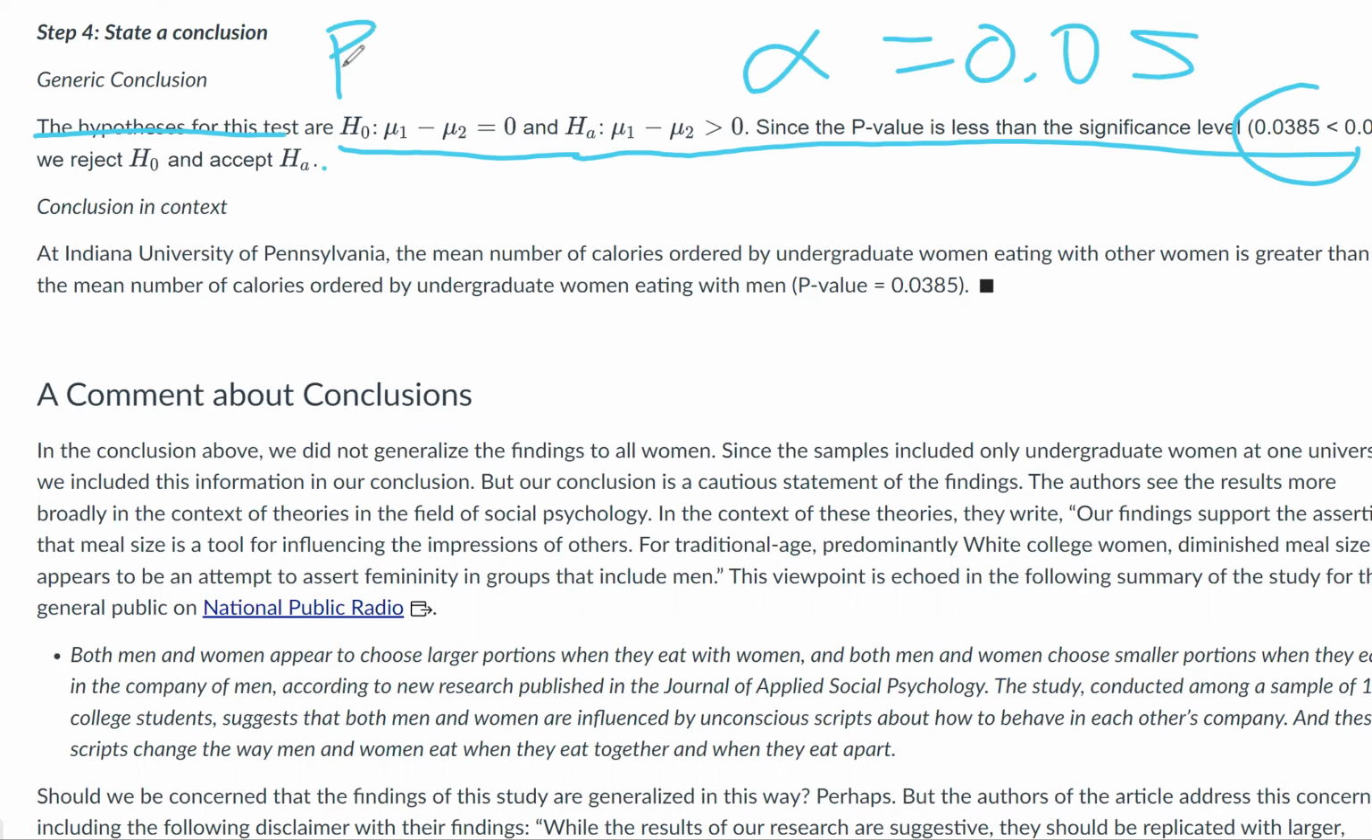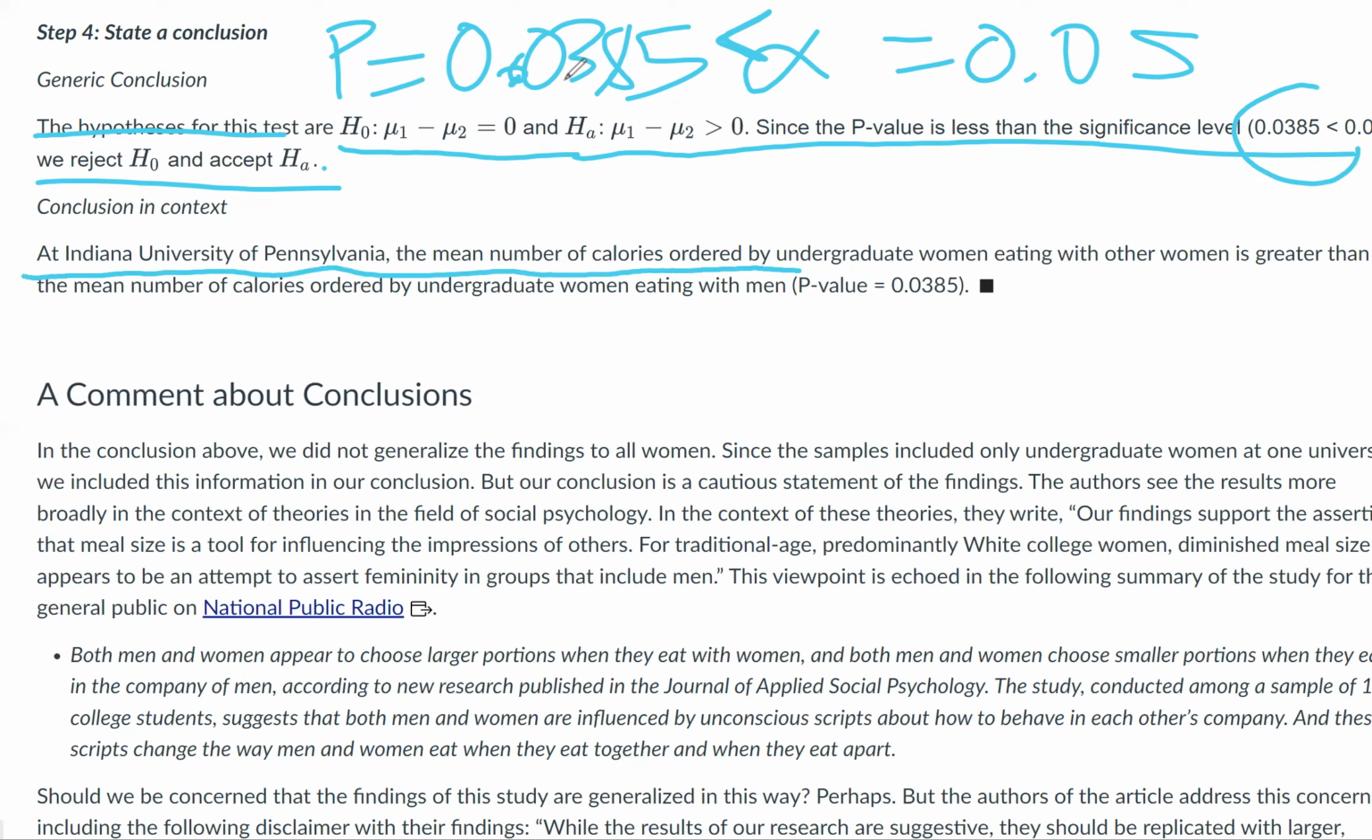StatCrunch gave us 0.0358. That's less than our alpha, the significance level. So we're going to reject the null hypothesis and accept the alternative hypothesis. So, to state that in context, at this university, the mean number of calories ordered by undergraduate women eating with other women is greater than the mean number of calories ordered by undergraduate women eating with men.